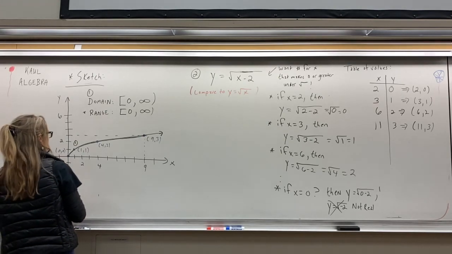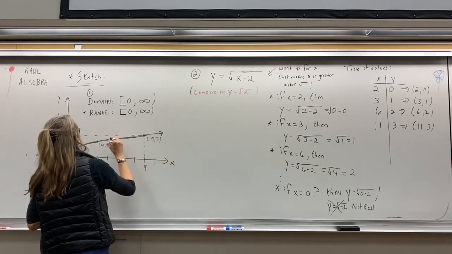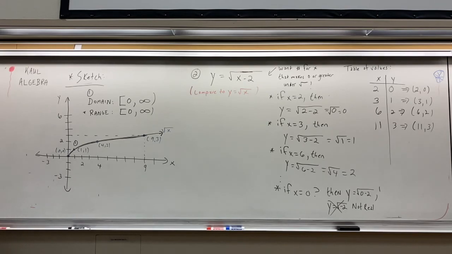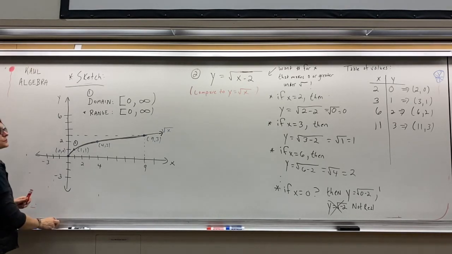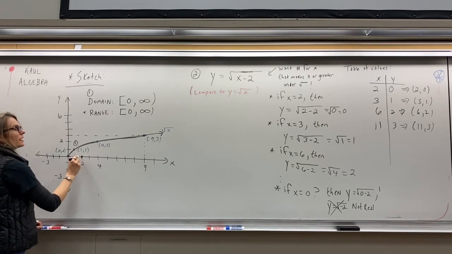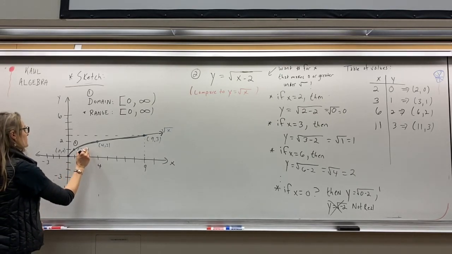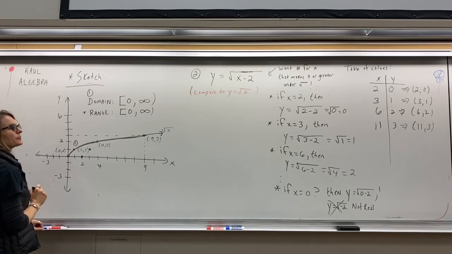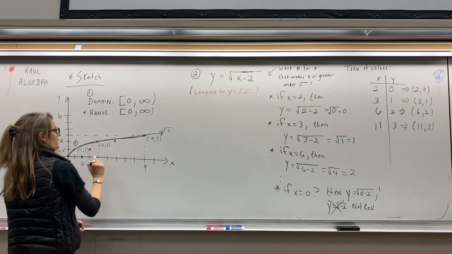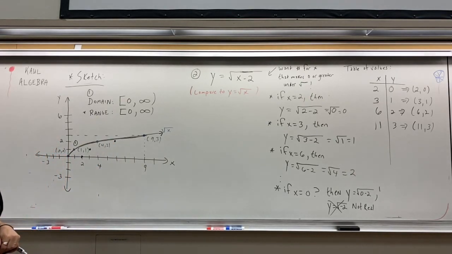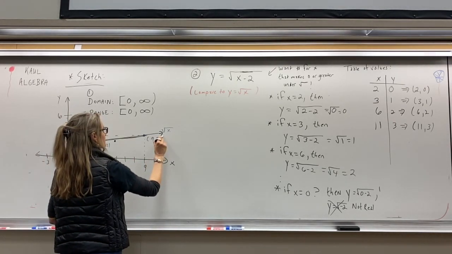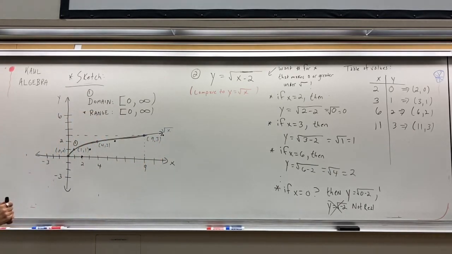So this was the square root of x graph right here. Finding a nice spot to put it in. And this next graph is 2, 0. And then we have the point 3, 1. And then we have the point 6, 2. And then we have the point 11, 3.